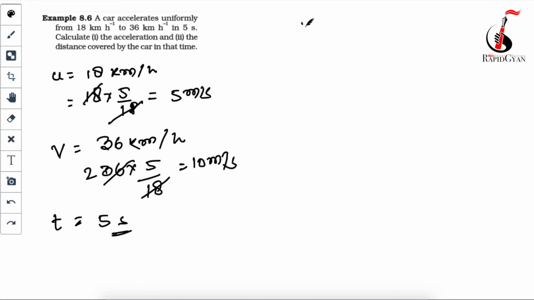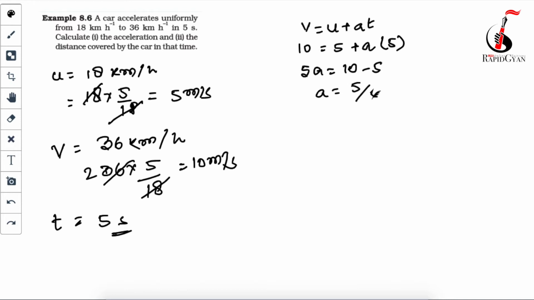Again, use the same formula. V is equal to U plus AT. So V is 10, which is equal to 5 plus A, which you will have to find out, T is equal to 5. So 5 times A is equal to 10 minus 5. So A will be equal to 5 upon 5, which is equal to 1 meter per second square. Hope it's clear, guys.